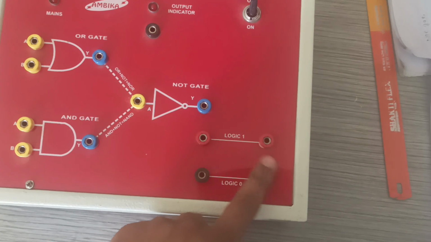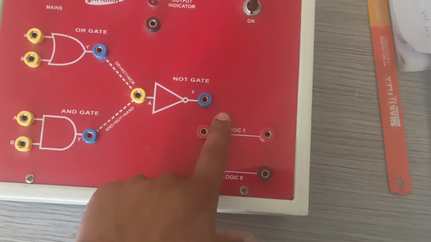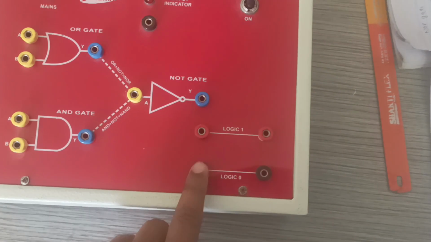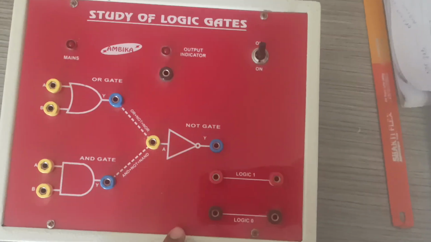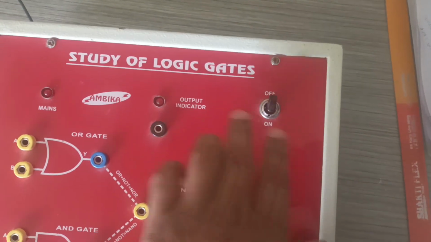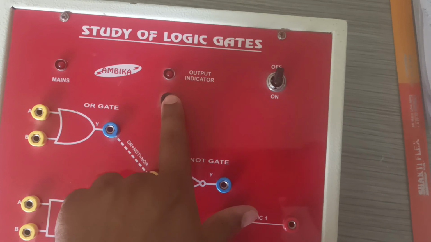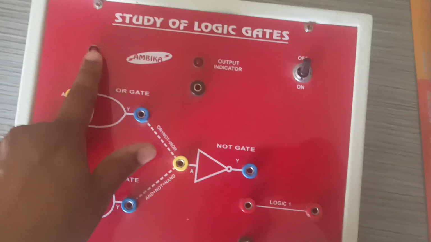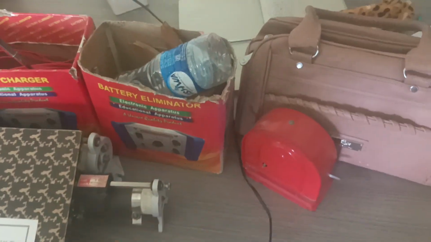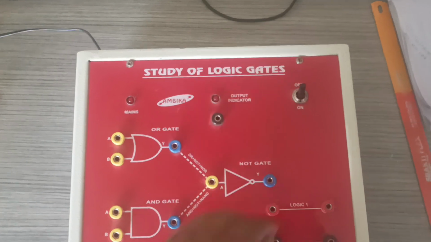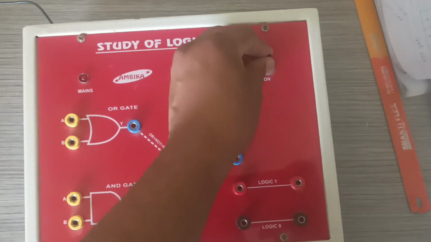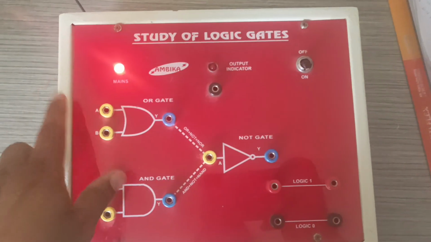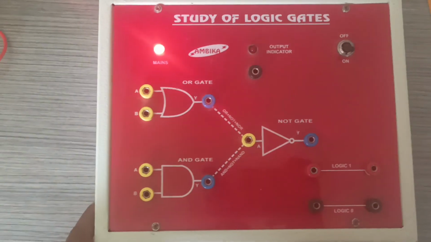These are the logic 1 and logic 0 terminals. We can use these two for ones, and these two for zeros. This is the switch on, switch off, and the output indicator is at this point. Now see, this is the mains. Now I am connecting this to the main switch and switching on the mains. Now see, here the light is glowing.